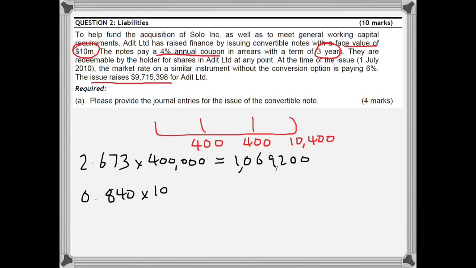Multiply 0.840 by the final payment, the face of $10 million, and that gives you $8,400,000. Add them together and you end up with 9,469,200.